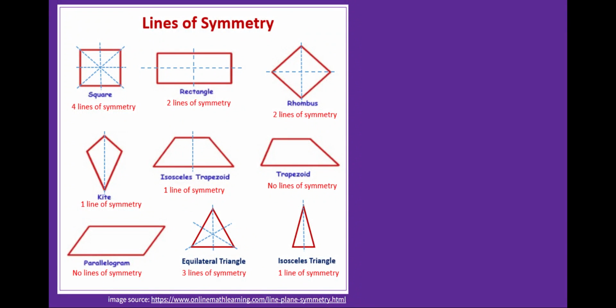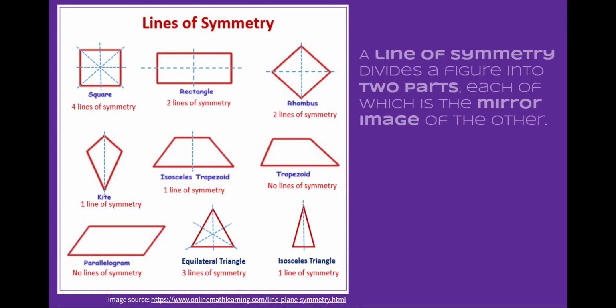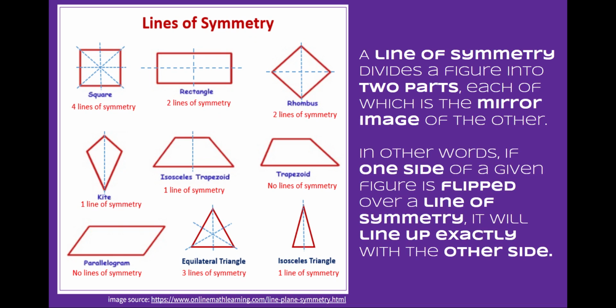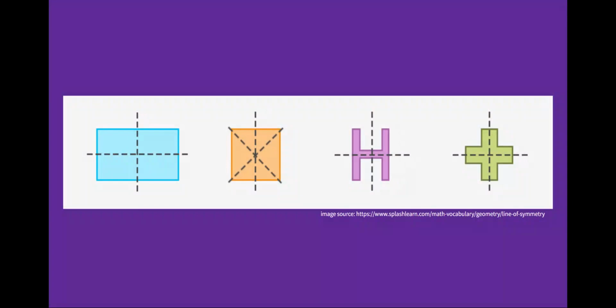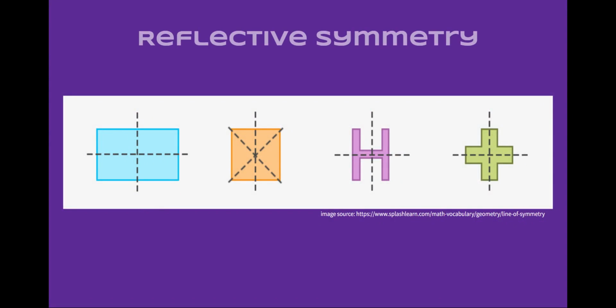Last time we explored lines of symmetry and learned a line of symmetry divides a figure into two parts, each of which is a mirror image of the other, which means if one side of a given figure is flipped over a line of symmetry, it will line up exactly with the other side. This is known as reflective symmetry. Today we're going to be exploring a different kind of symmetry known as rotational symmetry.